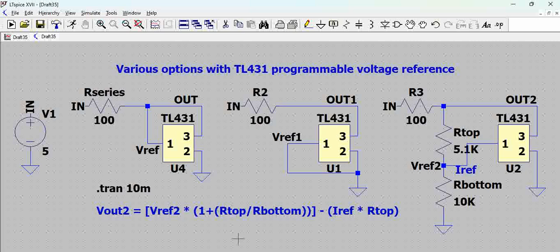Hope we gave a glimpse of how the TL431 can be simulated in LTspice.